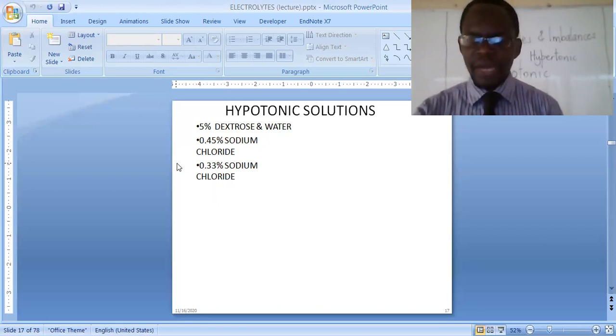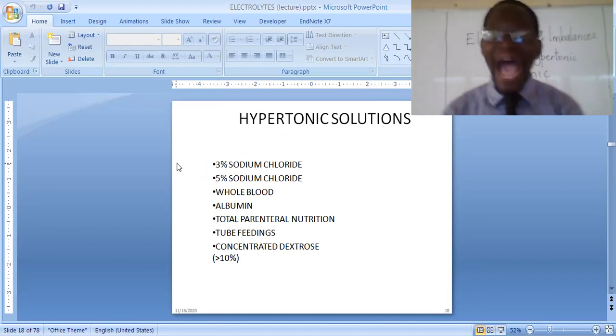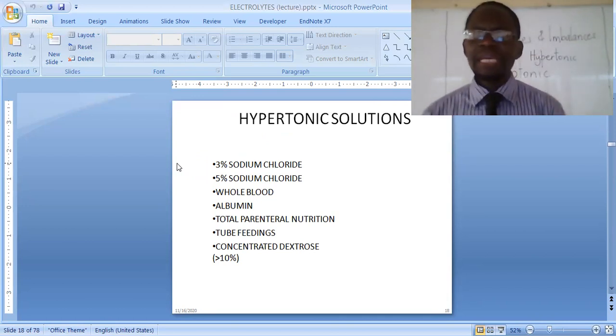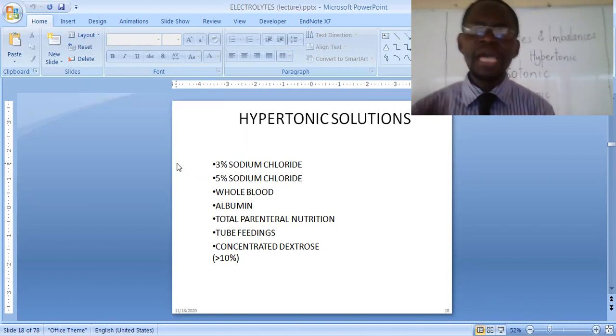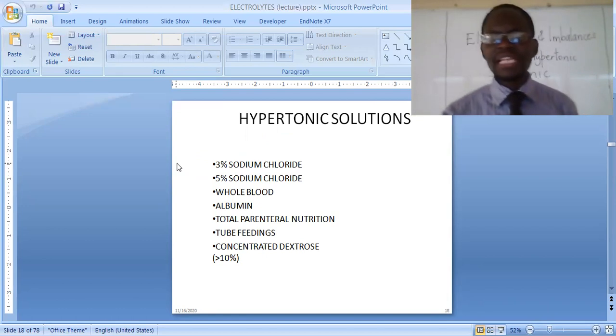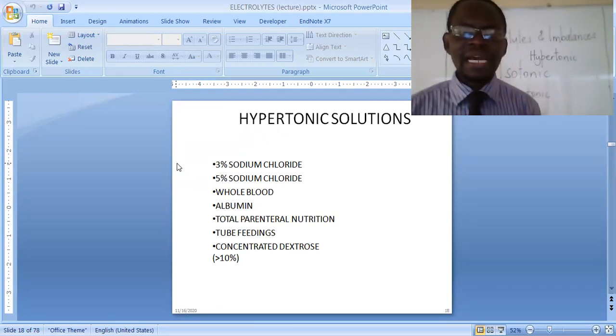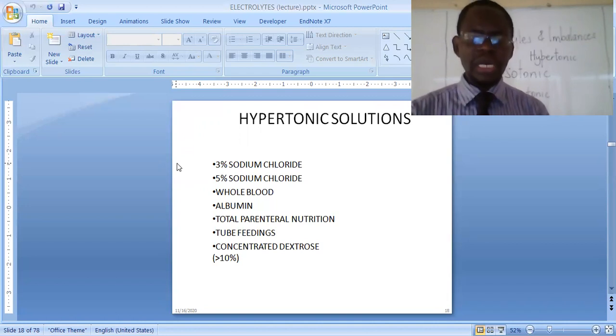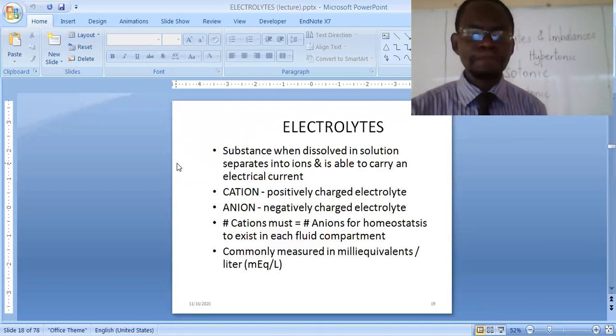Now, the others are hyper. Just like the word hyper, it means their concentration is higher compared to our plasma. So the reference point is always your plasma. So things like 3% sodium chloride, albumin, parenteral nutrition feeds, 50% dextrose, all these are hypertonic solutions.